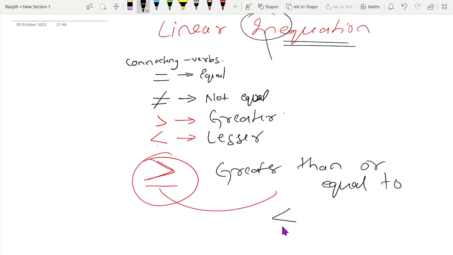What about the opposite, like this? There is less and equal to, right? Lesser than or equal to. Clear with this? Connecting verbs: is equal to, not equal to, greater, lesser. Remember this. This is the first point.